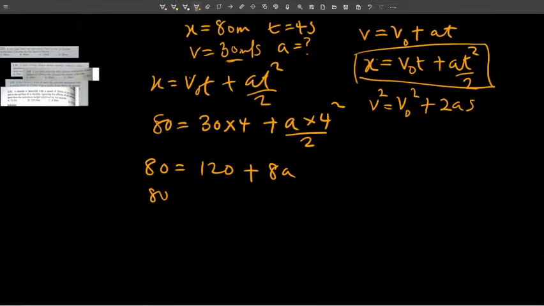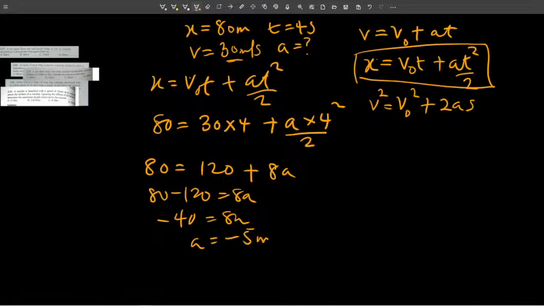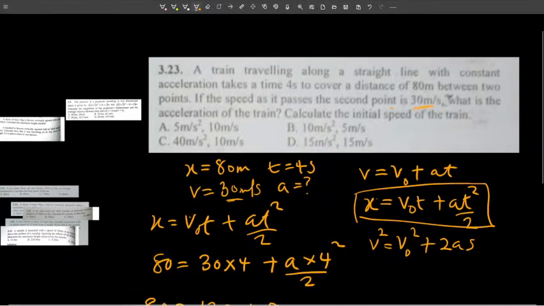So that gives me 80 minus 120 equals 8a. So subtract, that should give us minus 40 equals 8a. So a equals minus 5 meters per second squared. But there's no minus 5 meters per second squared among the options. So we have this and we have that.